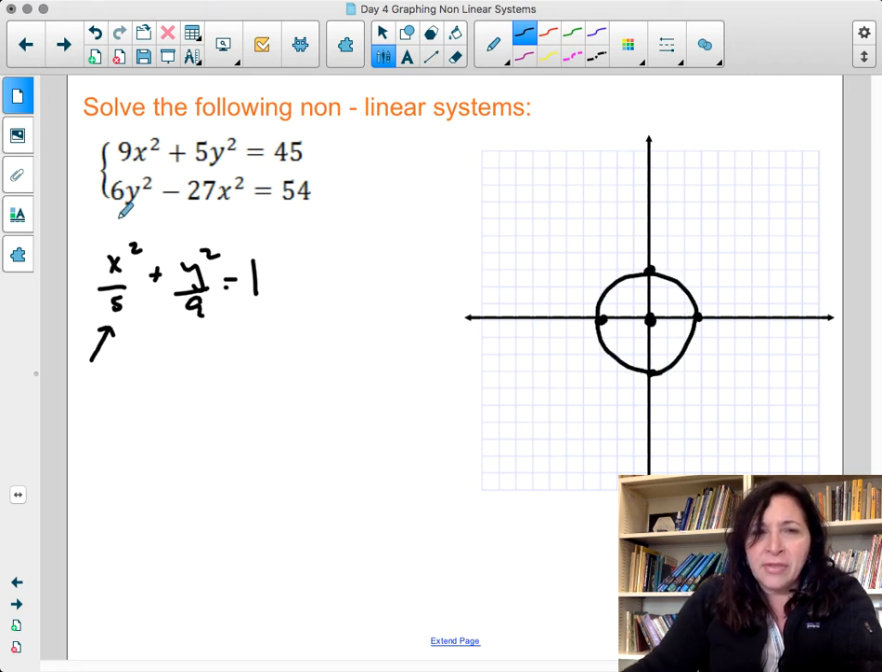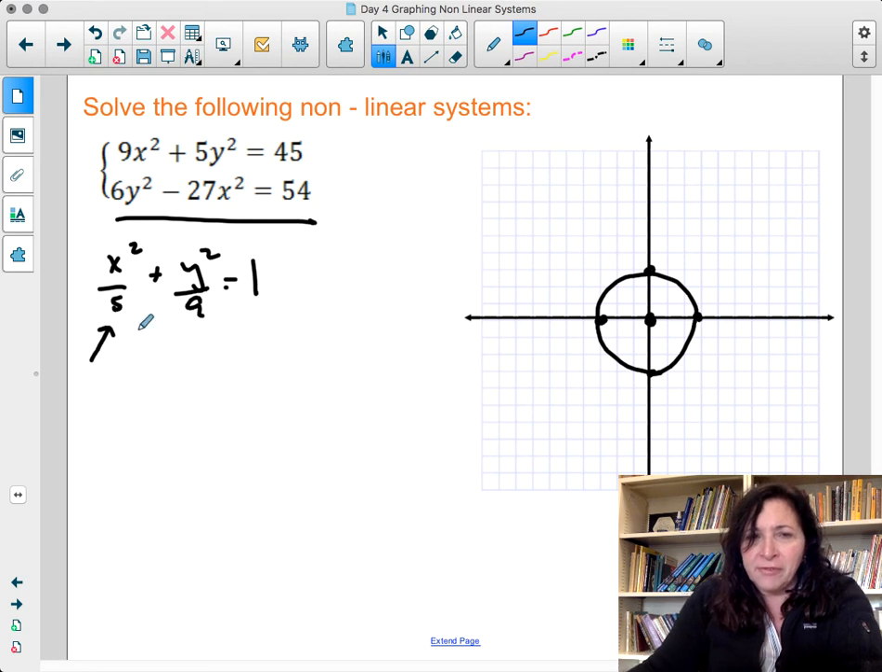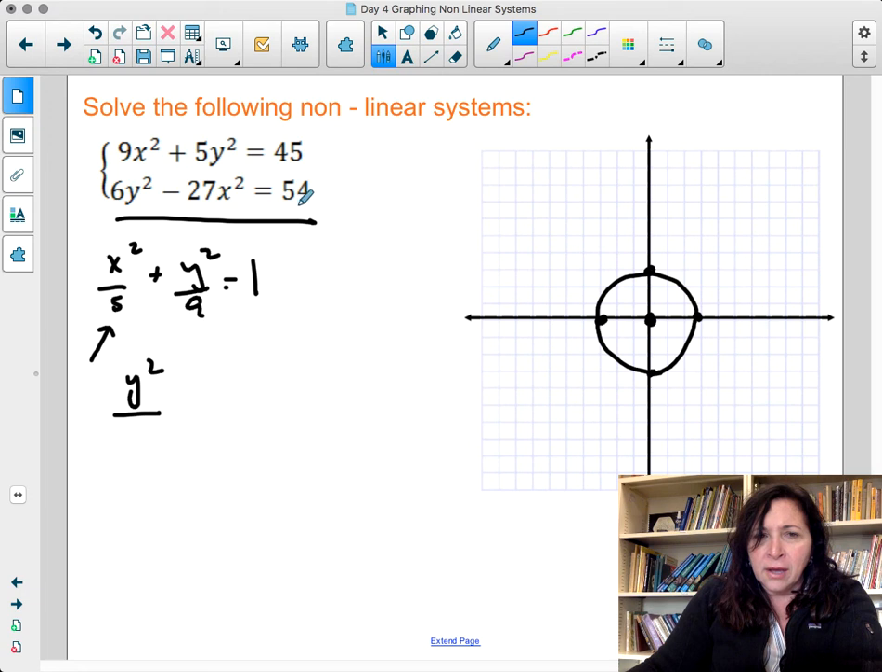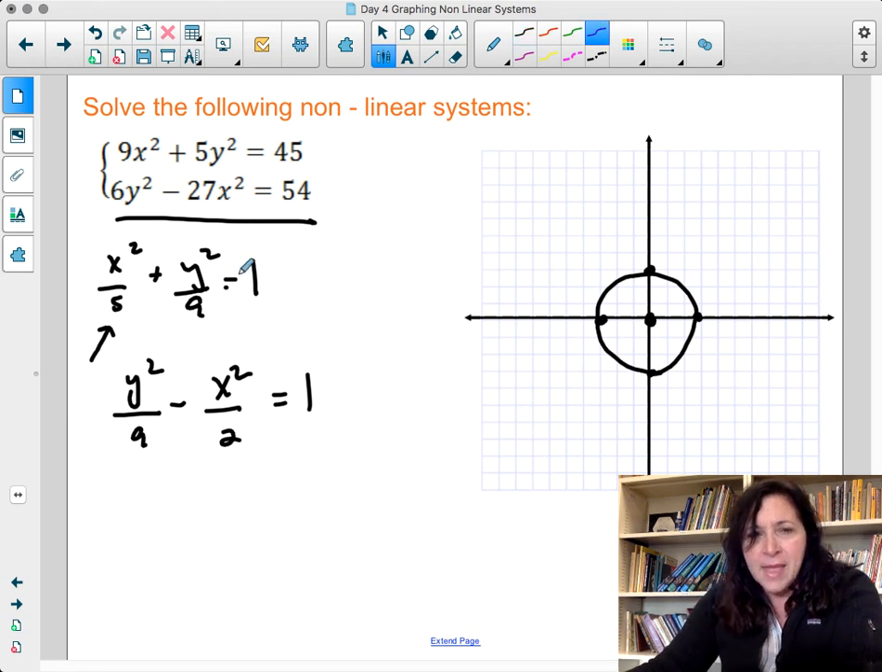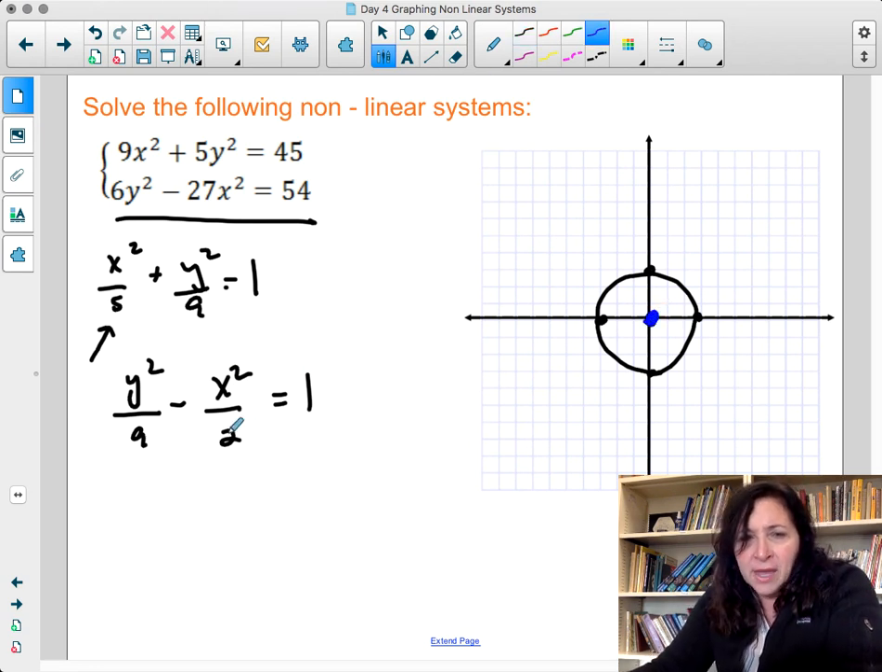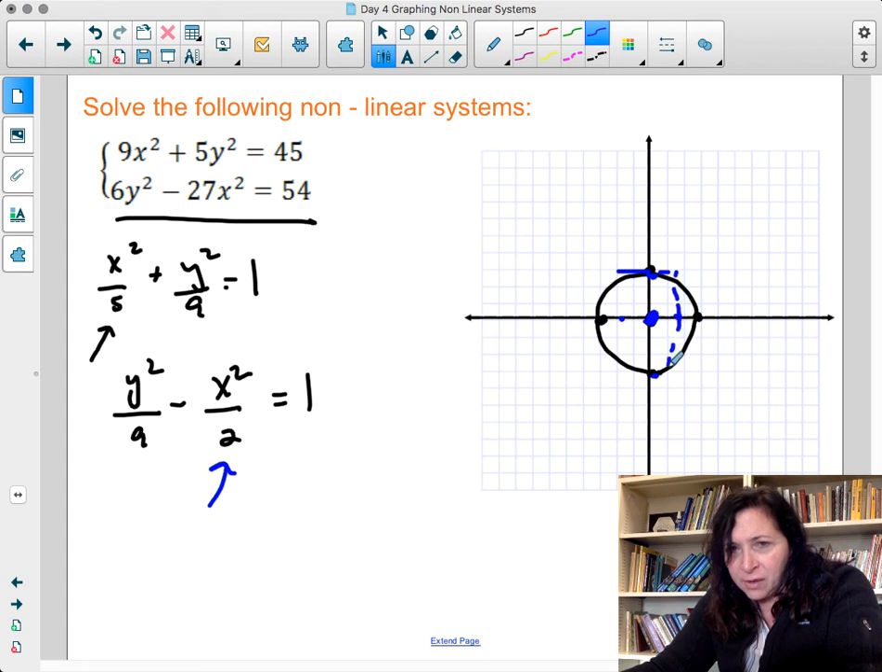Sorry about that. This is a hyperbola. I'm going to divide by 54. I'm going to get y squared over 9 minus x squared over 2 equals 1. And my center is at 0, 0. In the x direction, I'm going to go the square root of 2. In the y direction, I'm going the square root of 9. And so what that tells me is I've got a box. I do kind of see some intersection points here, but remember that I don't know if those are my vertices or not, so we'll have to check.